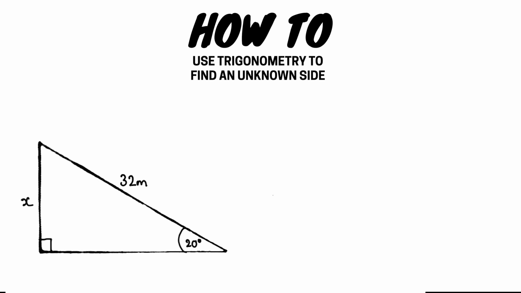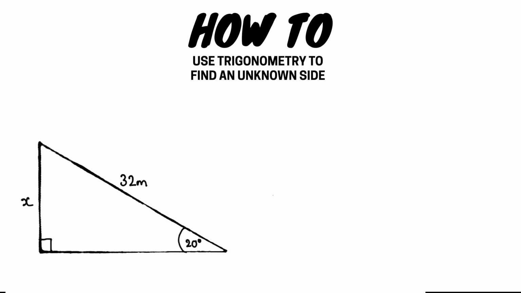This video will demonstrate how to use trigonometry to find an unknown side in a right-angled triangle. As you can see in this example, we've been given a right-angled triangle that has an angle of 20 degrees, a hypotenuse of 32 meters, and an unknown side x.